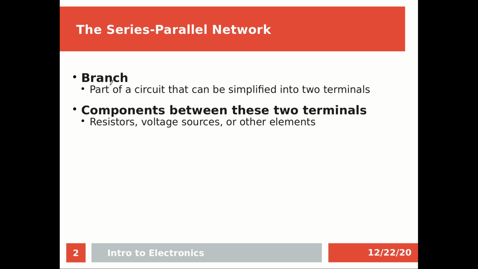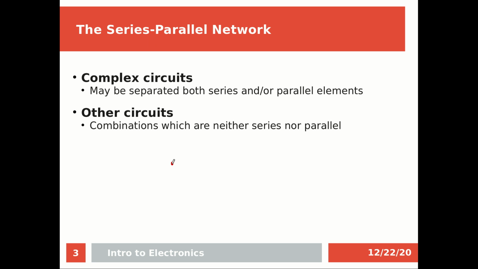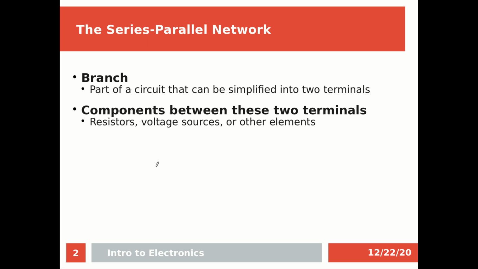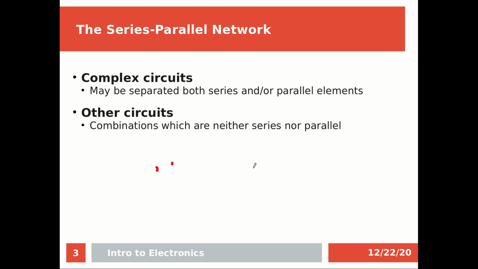So we define something called a branch. A branch is a part of the circuit that can be simplified to two terminals. If I have a point here and a point here, between these two points I can specify a branch. Whatever is inside, maybe resistors, voltage sources or other elements, between these two points or terminals we call it a branch.